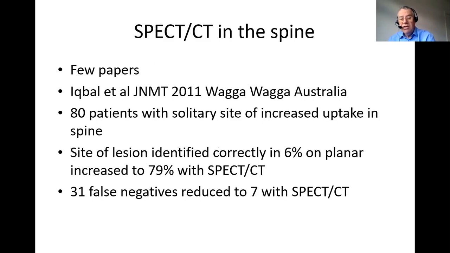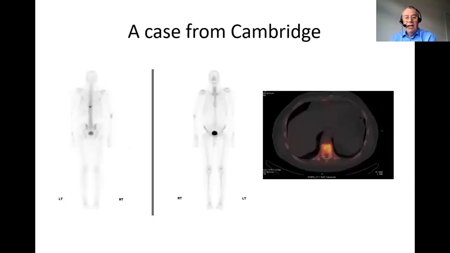So this is a paper that was published in the Journal of Nuclear Medicine Technology from Australia. They showed 80 patients with a solitary site of increased uptake in the spine, and the site of lesion was identified correctly in 6% on planar imaging and 79% with SPECT-CT. And the 31 false negatives on planar were reduced to just 7 with SPECT-CT, and this was compared to MR and final clinical diagnosis. This is actually one of our cases of a patient with a single area of focal uptake within the spine, and SPECT-CT demonstrated that this was due to a partial osteoporotic collapse, and it was not a metastasis.